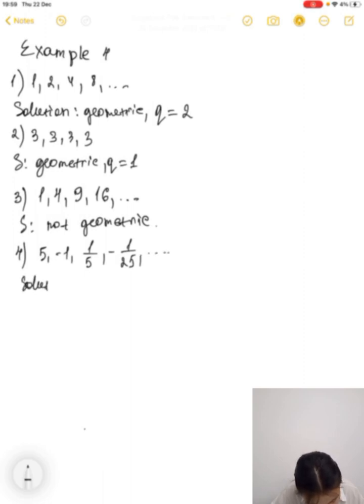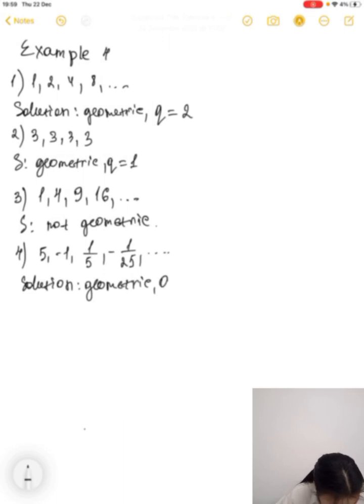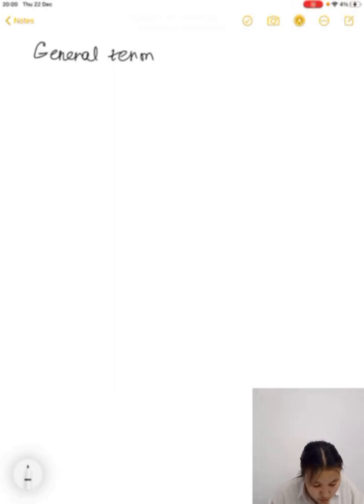Solution: this is geometric, and q is equal to minus 1 over 5. General term: we have seen that for a geometric sequence, b sub n plus 1 is equal to b sub n times q. This formula is defined recursively, and if we want to make faster calculations, we need to express the general term of a geometric sequence more directly.